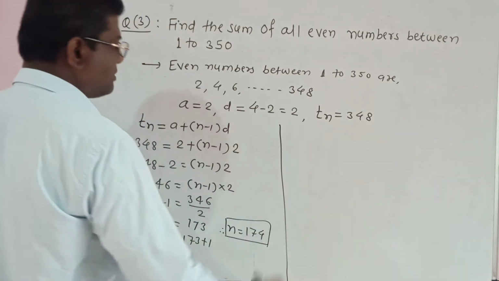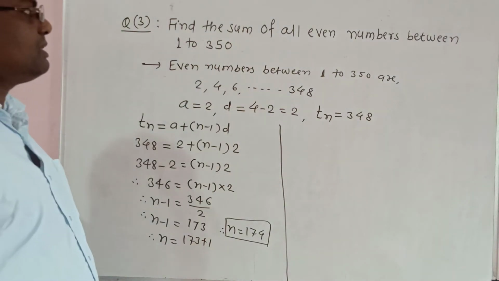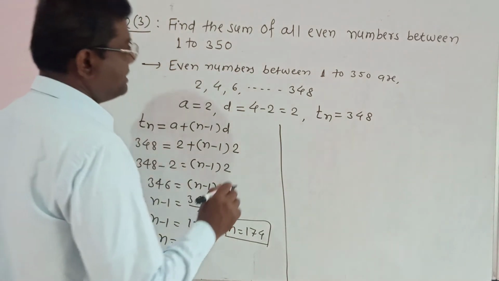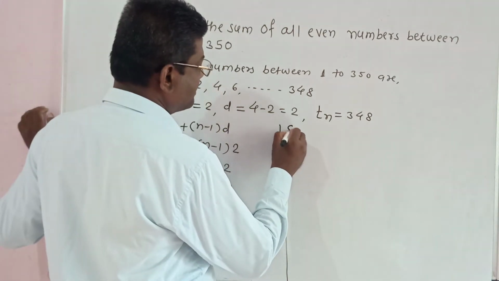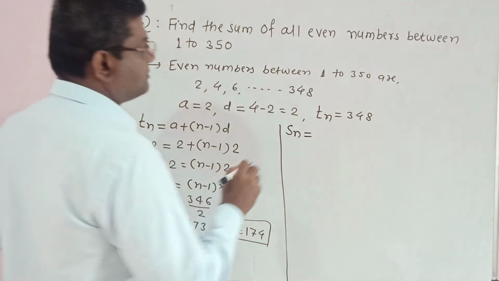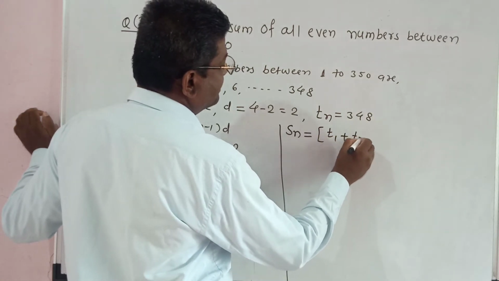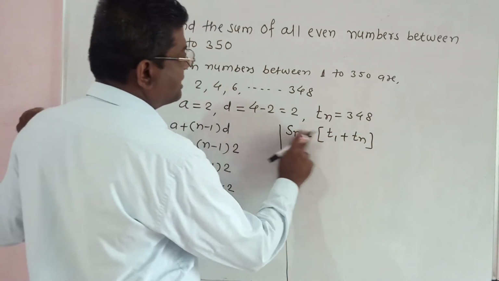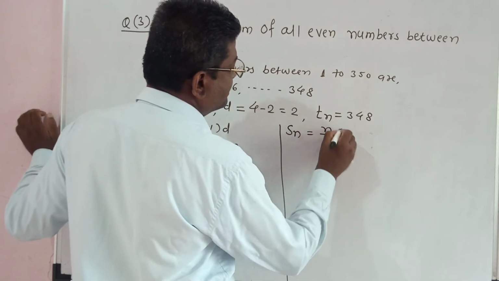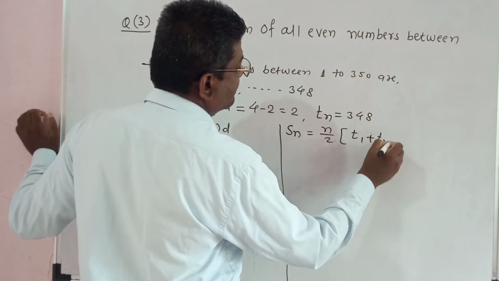Now we find the sum of all even numbers between 1 to 350. That is, we have to find the sum. So we write the formula for Sn, the sum of n terms of an AP, that is T1 plus Tn, the first term plus the last term. Sn is equal to n upon 2 in bracket T1 plus Tn.